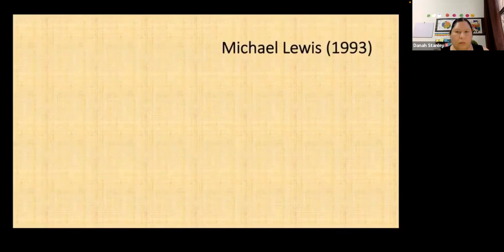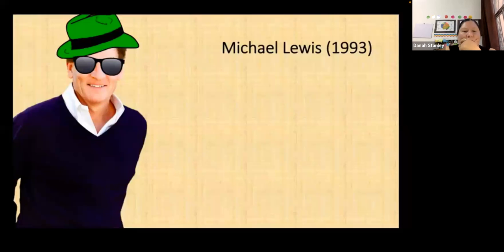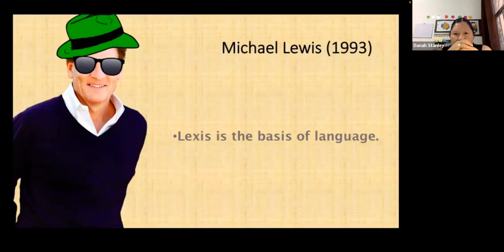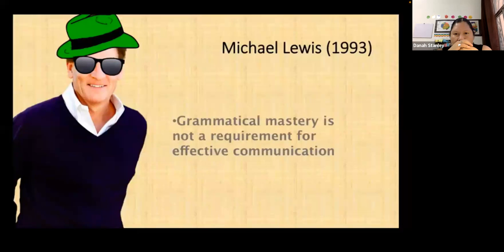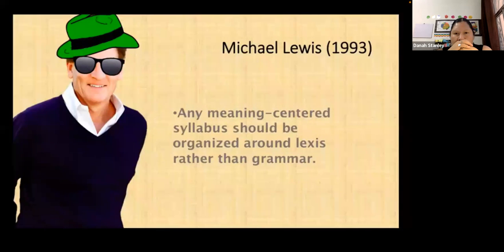The one who started with the lexical approach was this fellow over here. His name is Michael Lewis. In the year 1993, he started making his studies public. According to his approach, lexis is the basis of language, lexis referring to lexical chunk. Grammatical mastery is not a requirement for effective communication, meaning that the storage in the brain of a long list of grammar structures will not guarantee meaningful communication. Any meaning-centered syllabus should be organized around lexis rather than around grammar.